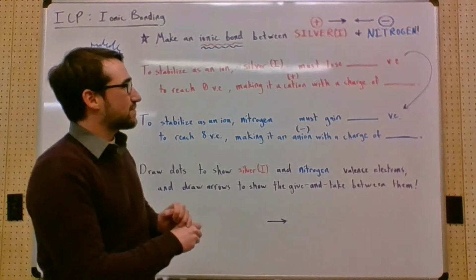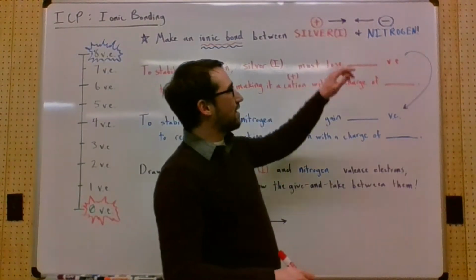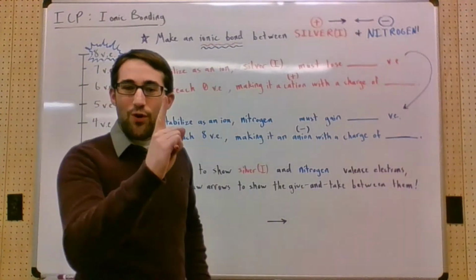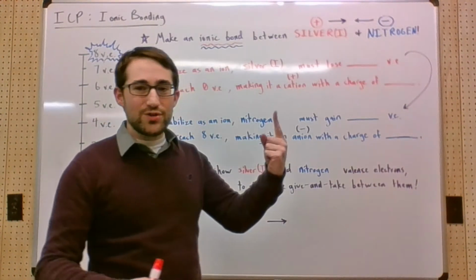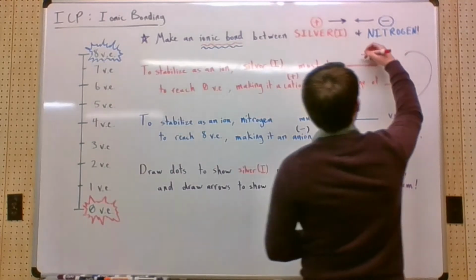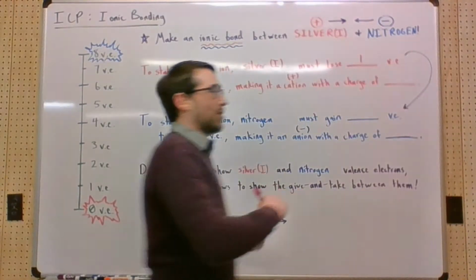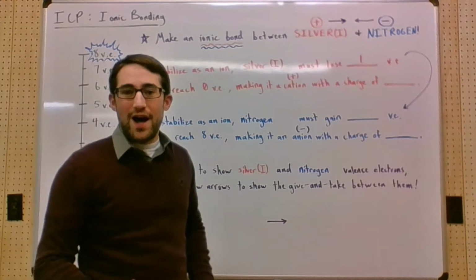So in this case, the Roman numeral after our silver here is Roman numeral 1. So this is going to lose 1 valence electron, which means it's going to have a charge of +1.